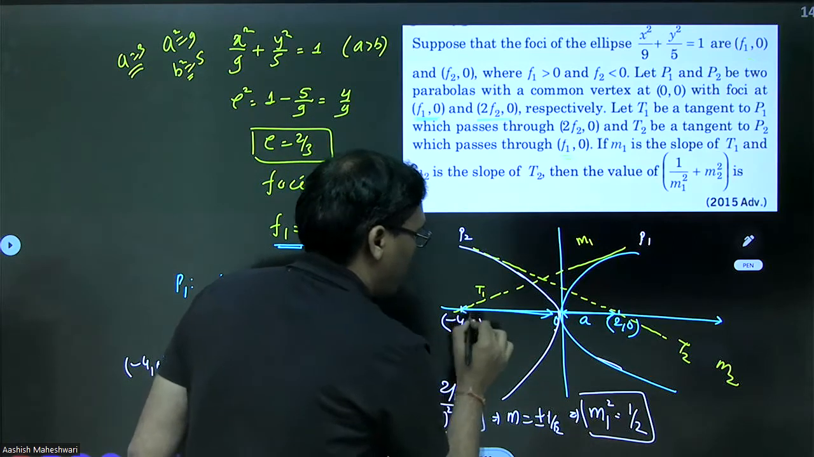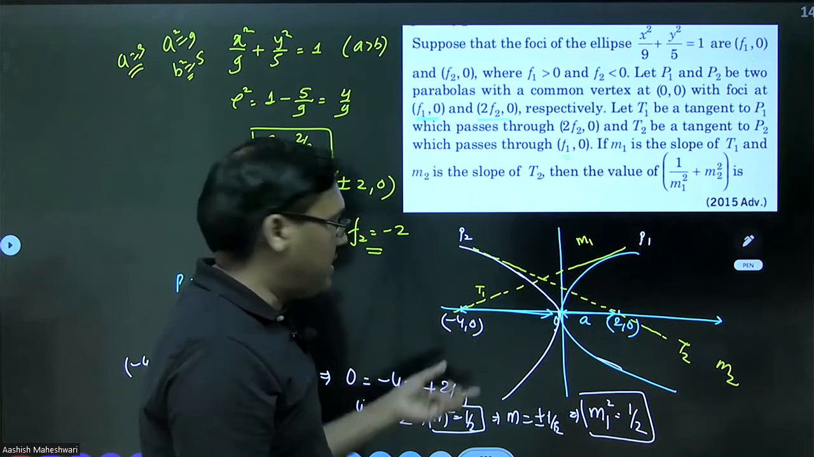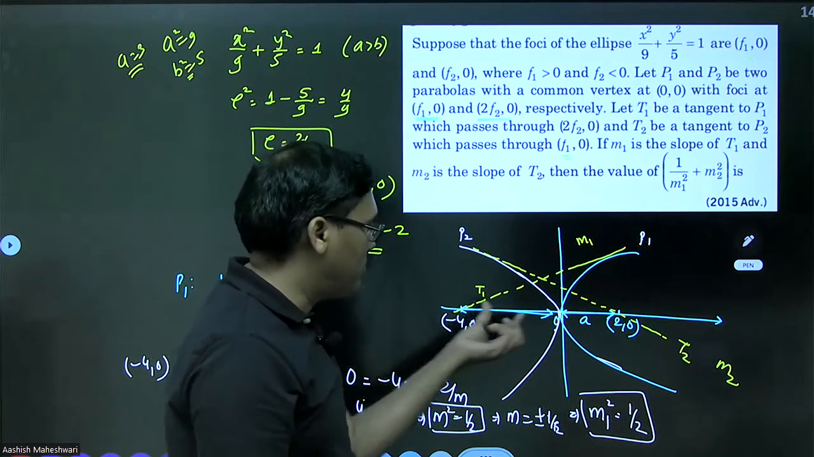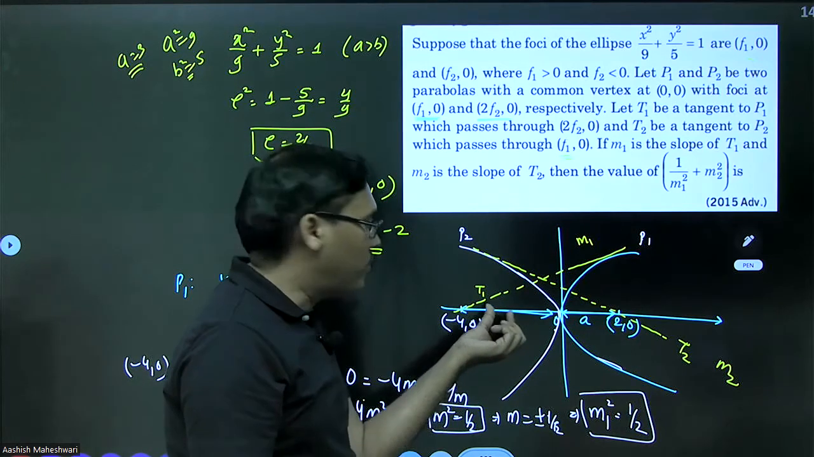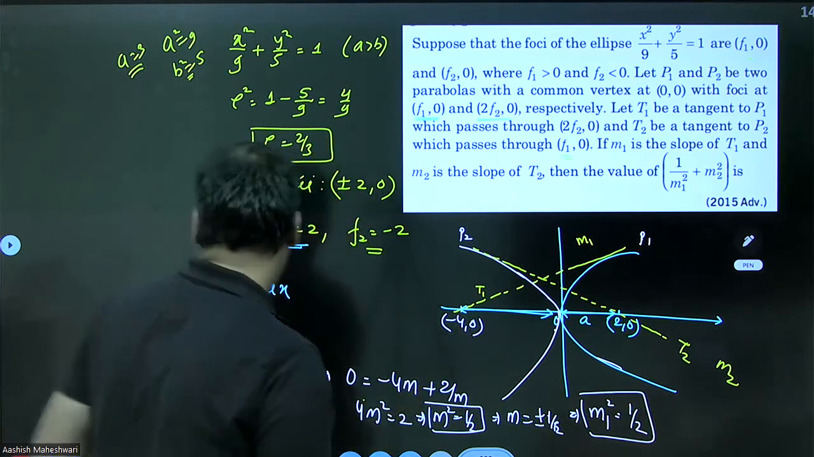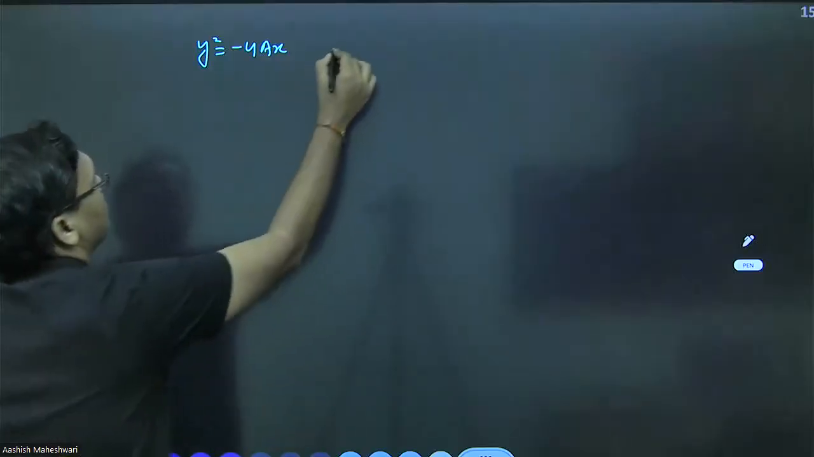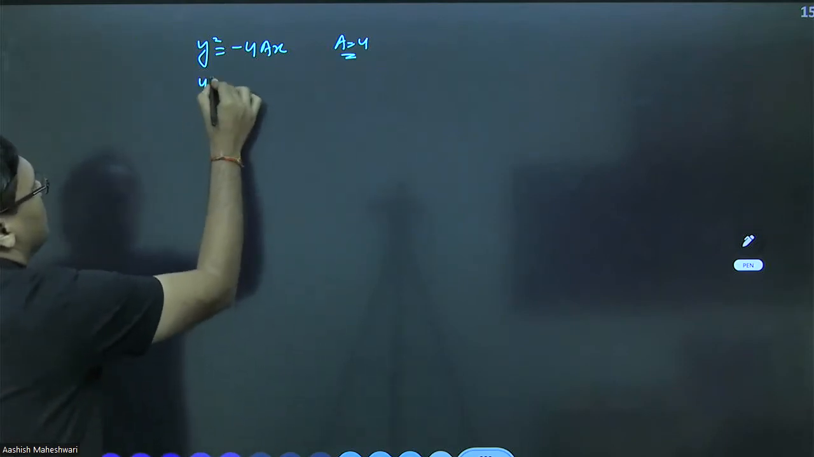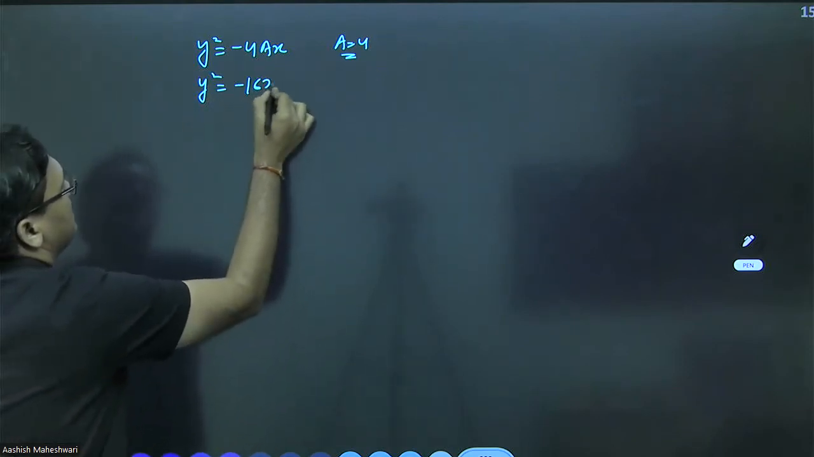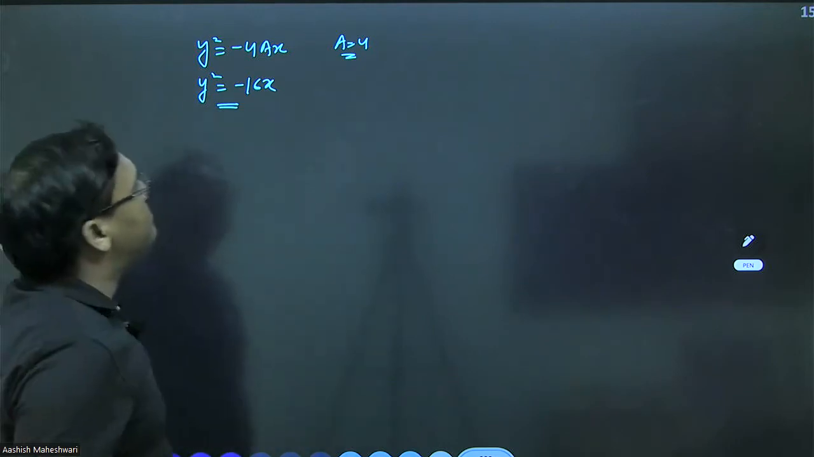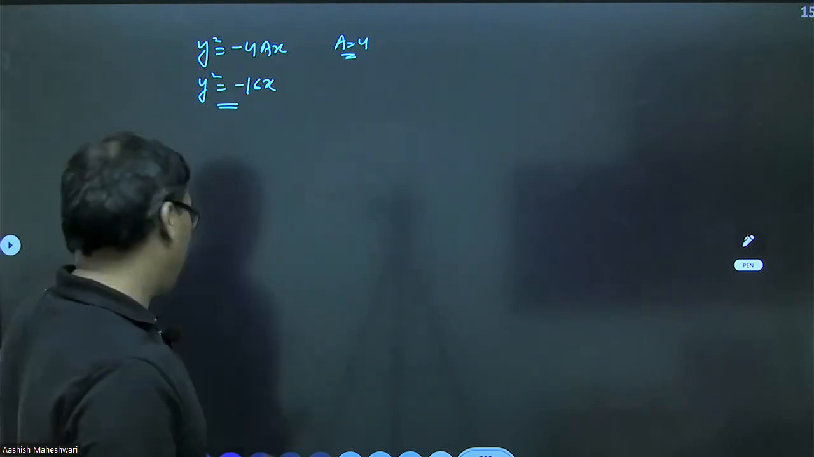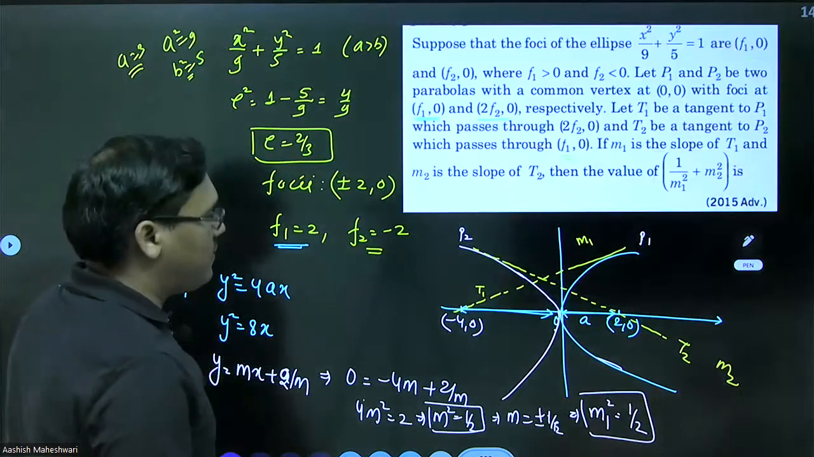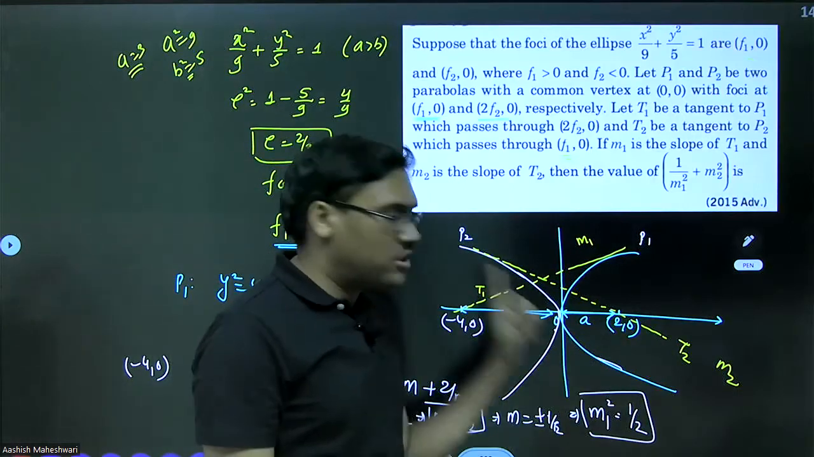If you have this type of parabola, y square equal to minus 4ax, the vertex is at the origin and the focus is at minus a comma 0. This is a. This distance is 4. So what is the value of a? A is equal to 4. So what is the equation of this? This is y square equal to minus 16x, right? Now we have to find the equation of the tangent to this parabola which is passing through 2 comma 0.